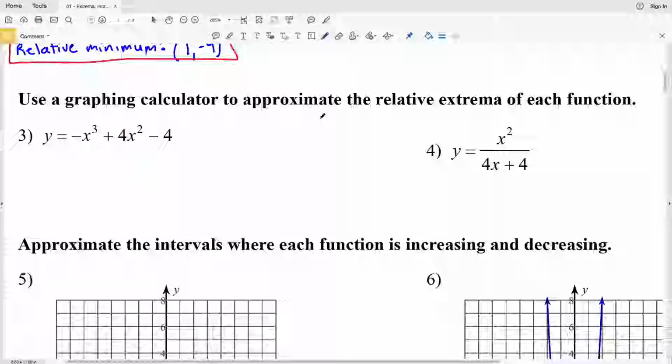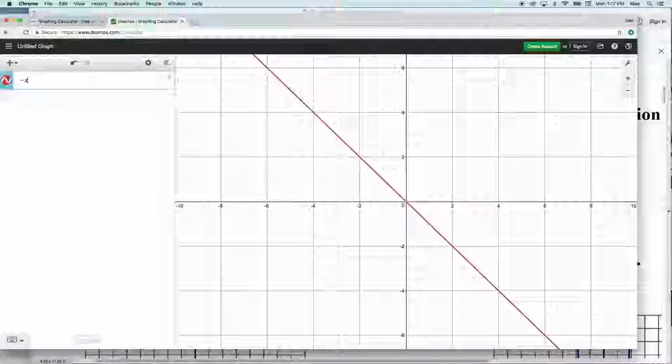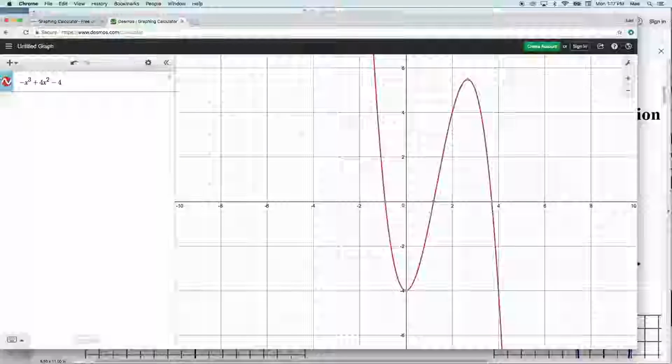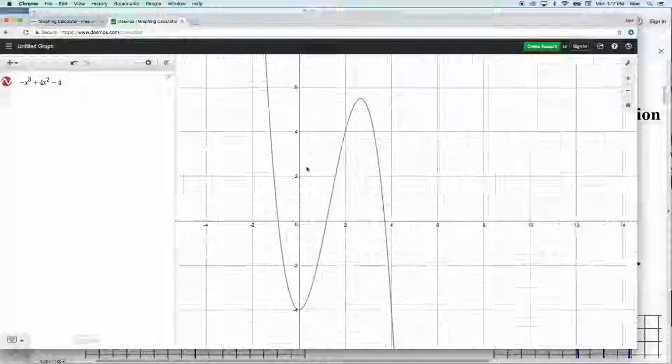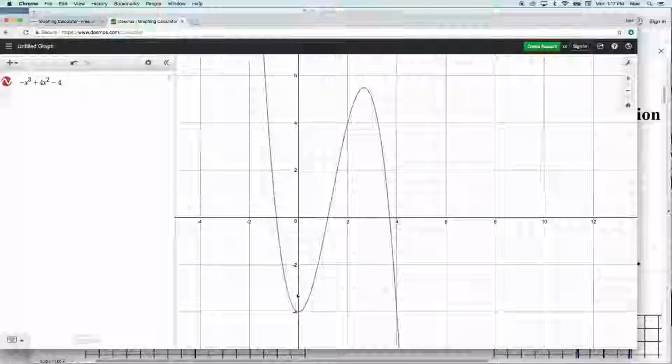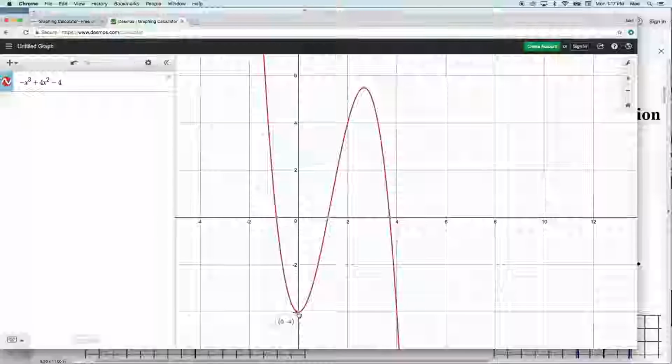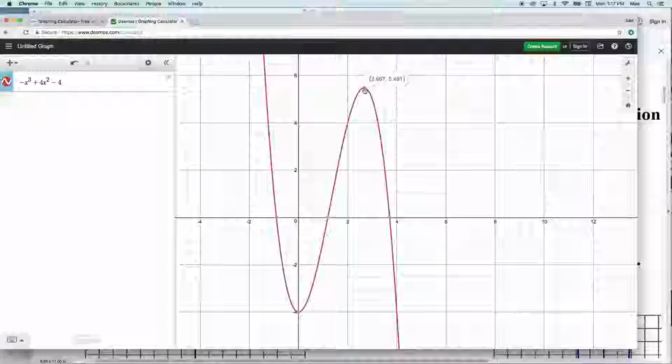Numbers 3 and 4 were to use a graphing calculator to approximate the relative extrema of each function. So let's go ahead and enter this in on a calculator. In number 3, we have the function y equals negative x cubed plus 4x squared minus 4. Looking at this graph, you can see that we have two extrema. One occurs at the point (0, -4), and the other occurs at the point, let's approximate, (2.7, 5.5).